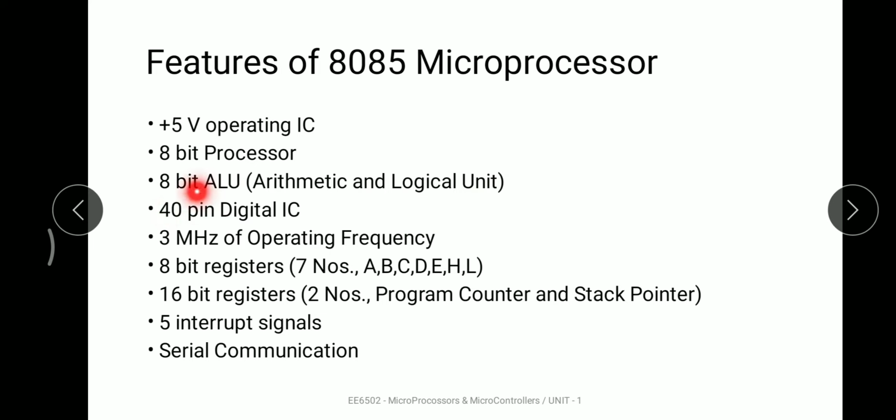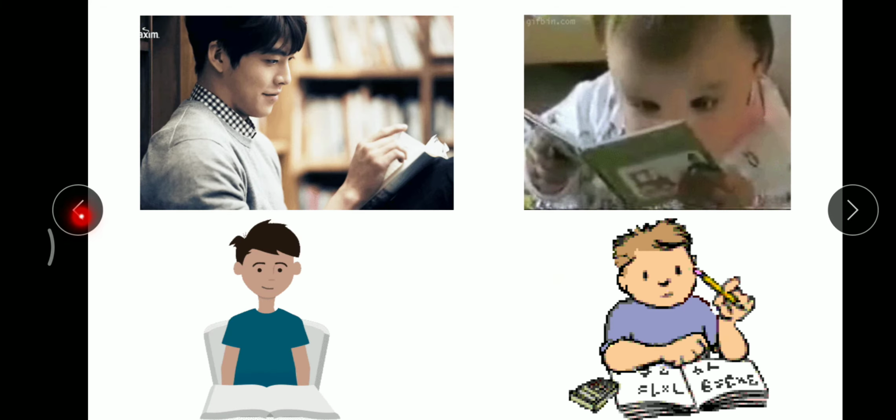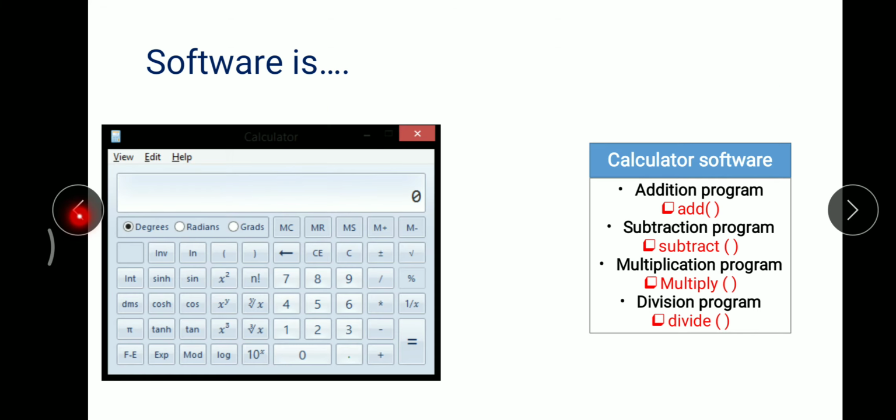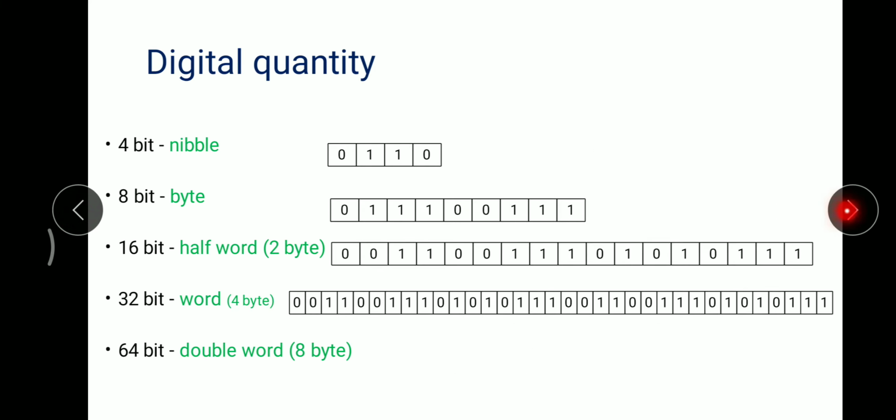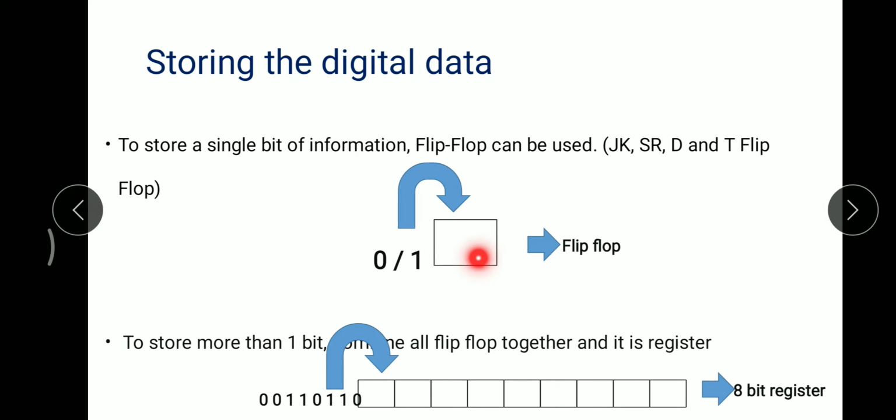And this is a 40-pin digital IC. It has a clock frequency of 3 megahertz. While speaking about clock frequency, I forgot something. To store a single bit of information, we studied flip-flops. To store multiple bits of data, we have registers, is it not?